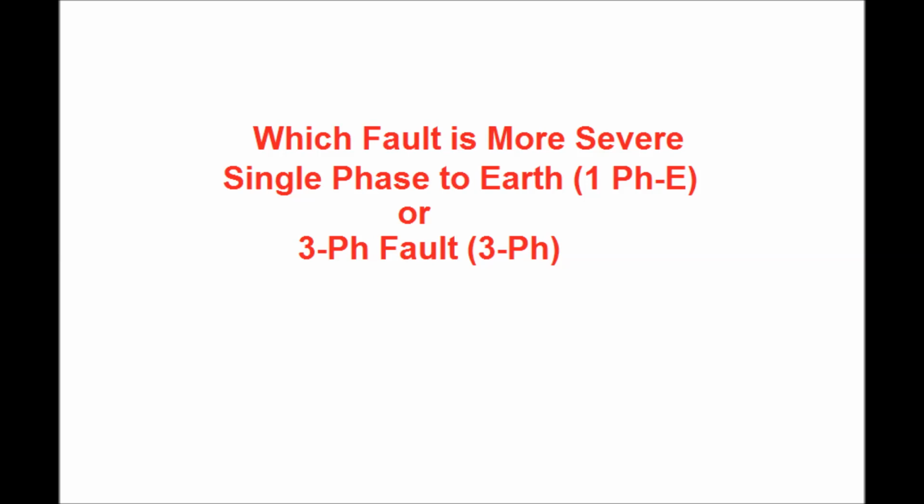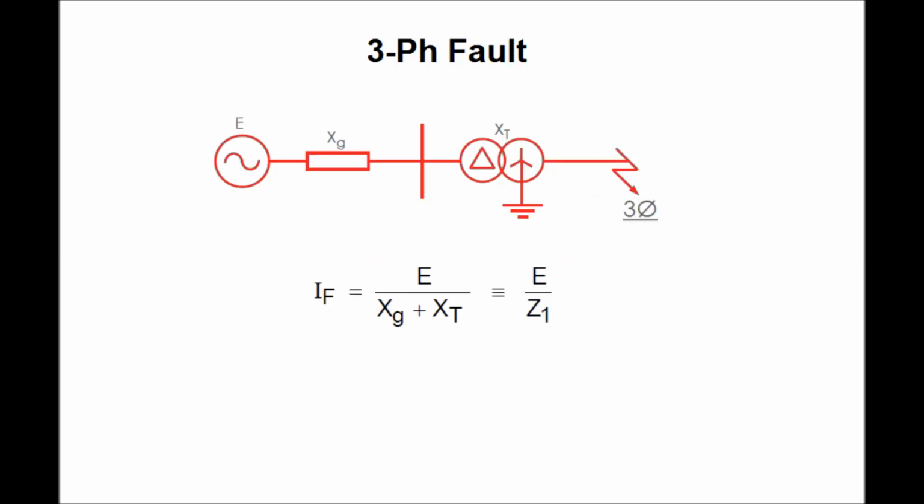Hello friends, today I'll discuss which fault is more severe: single phase to earth fault or three phase fault. So three phase fault is a symmetrical fault and there will be only positive sequence component of the current. Here a generator is connected with a generating transformer. Let us consider that the fault occurs after the secondary side of the generating transformer.